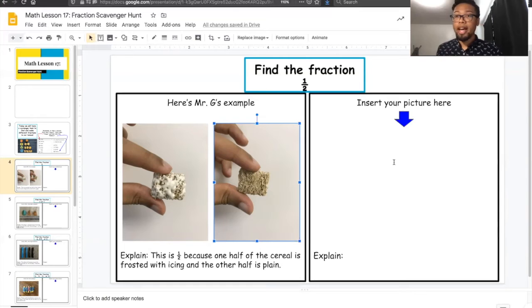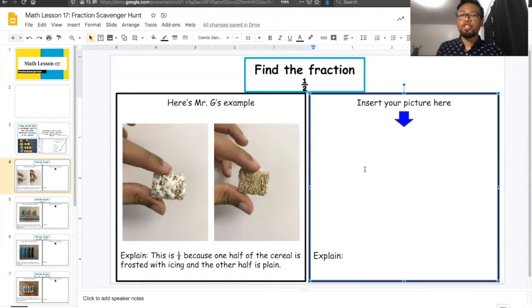Some examples we're going to have next are 1/2, in which you can show a proportion. Maybe one of something is black and the other is white, for example, 1/2. So after you insert your picture here, please don't forget to explain how is it 1/2. Don't just insert a picture. Explain, how do you know it's 1/2?